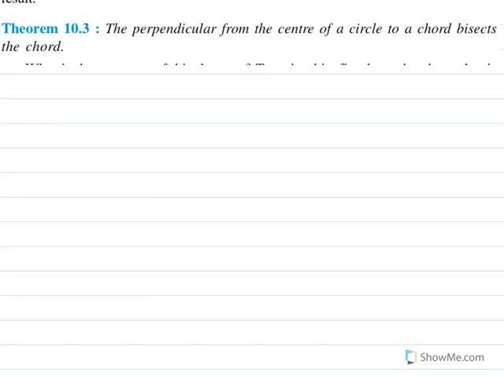Theorem 10.3. The perpendicular from the center to a chord bisects the chord. So this is given to us that we have a perpendicular to this from the center to the chord. This we need to prove, that it bisects the chord.